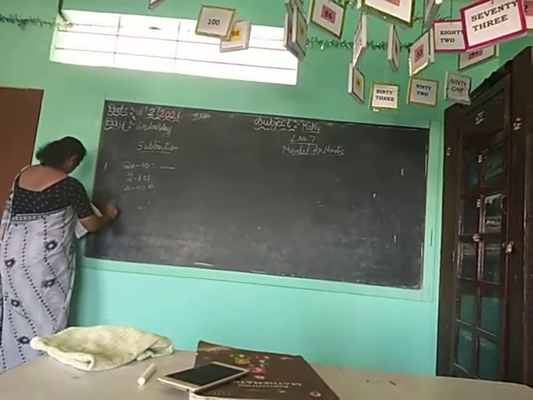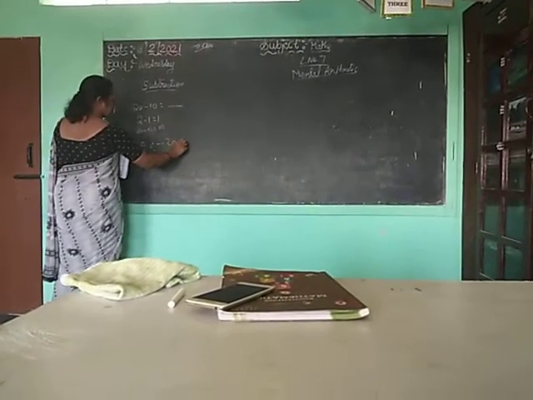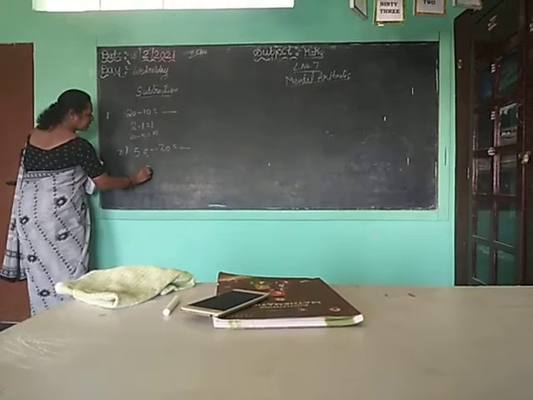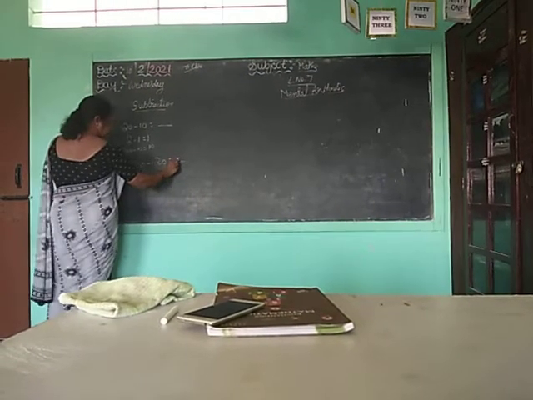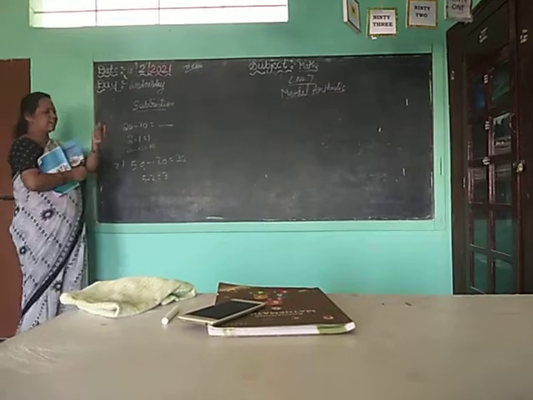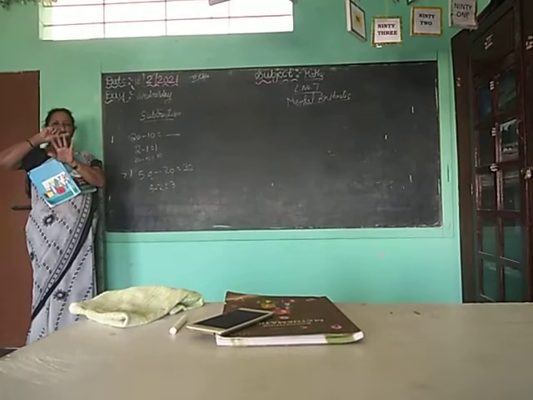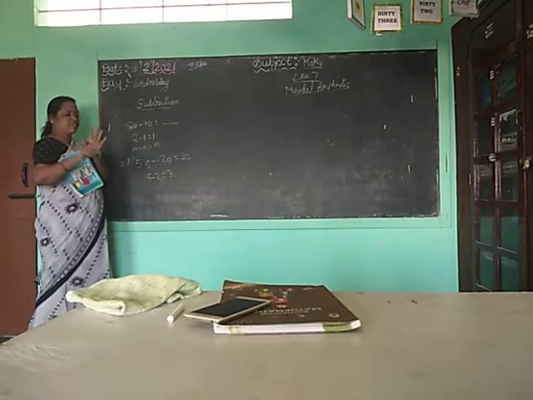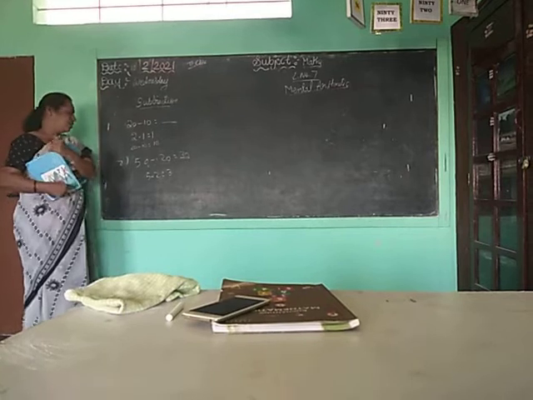Okay. Second sum. 50 minus 20. So 5 minus 2, write it, children. 5 minus 2 is how much? 3. So that is 30. So if you know 10, 20, 30, 40, 50, this is 10, 20, 30, 40, 50. So minus how much? 20. 10, 20. Remaining is how much? 10, 20, 30. Okay.